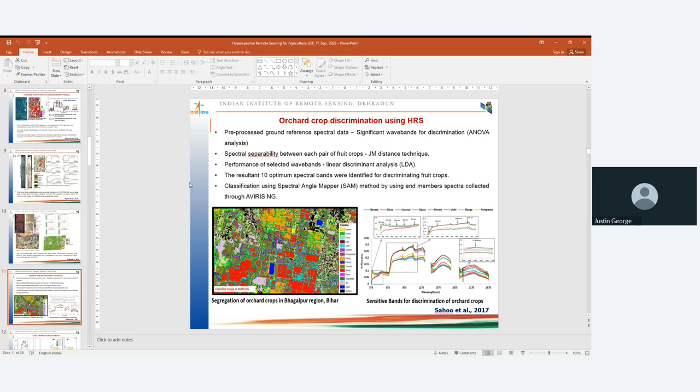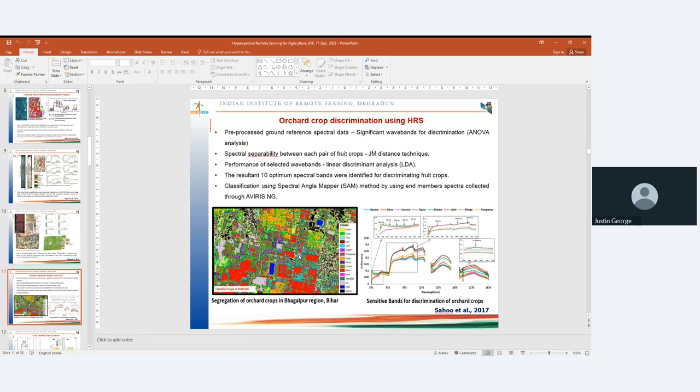So they processed the ground reference spectral data, and they identified the significant wavebands for discrimination using an ANOVA analysis, that is the analysis of variance. Then they computed a spectral separability between different pairs of fruit crops using a JM distance technique. And out of the total around 2000 wavebands, they identified certain selected wavebands using an LDA analysis, that is the linear discriminant analysis. Around 10 optimum spectral bands were identified, which were found to be highly efficient in discriminating between the different types of fruit crops. And the classification was done using the SAM technique.